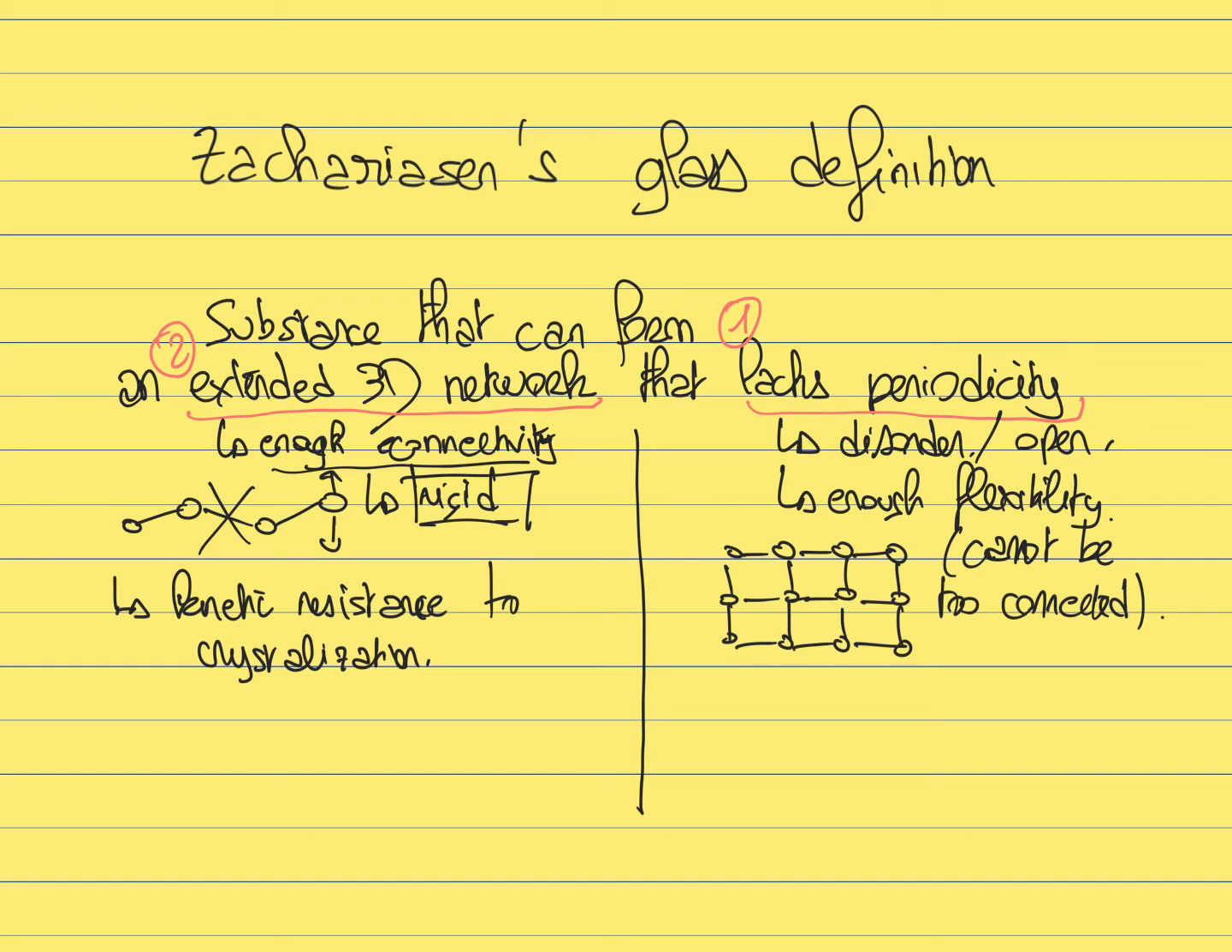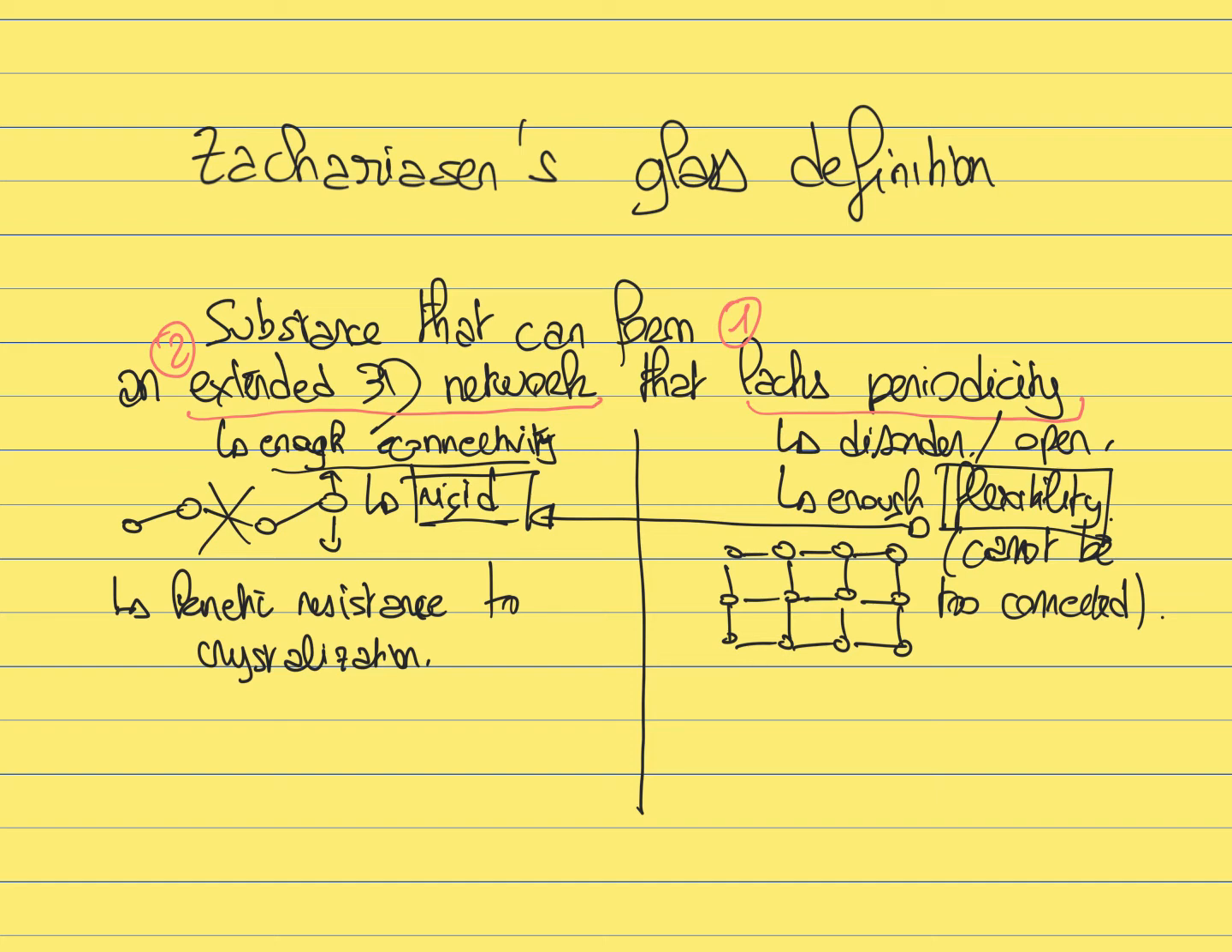But the second thing is that it cannot be too rigid. If it's too rigid, if there is too much connectivity, then the atoms cannot move. There is no flexibility in the structure. So that's the second thing. There needs to be some flexibility in the structure. This is to ensure that you can form a disordered structure, a structure that has some long-range disorder where it's not periodic. And this is really a balance here, because one rule tells you that the structure needs to be rigid enough, and the other rule tells you that the structure needs to be flexible enough.